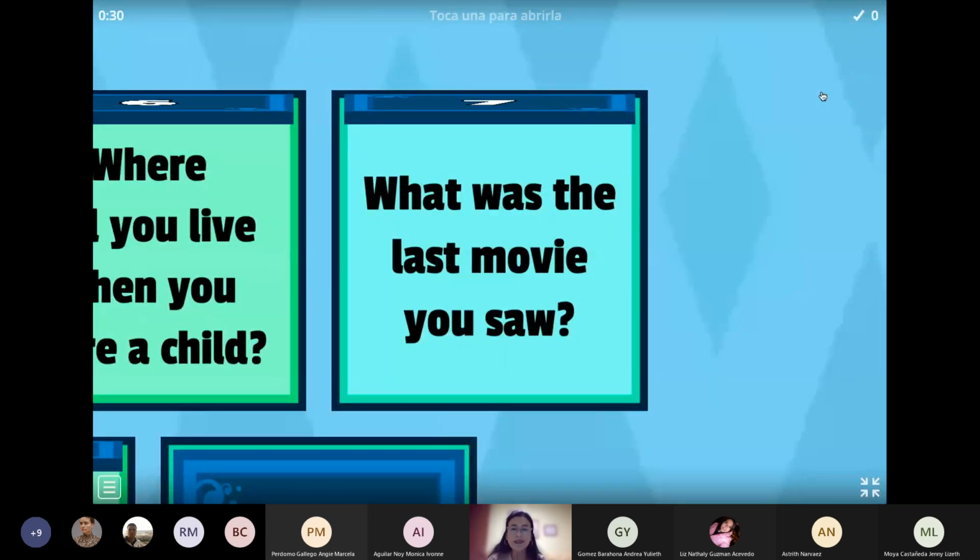What was the last movie you saw? Maybe on Netflix or HBO, or maybe because you went to the cinema or on TV. But do you remember what was the last movie you saw? My last movie on Netflix: Peaky Blinders. Okay, very good.